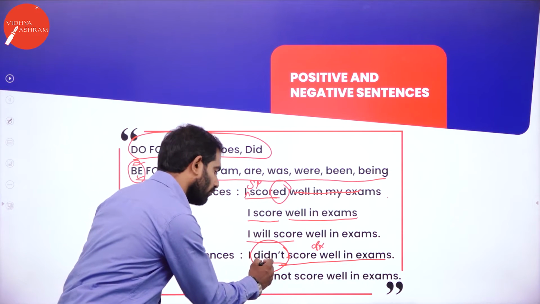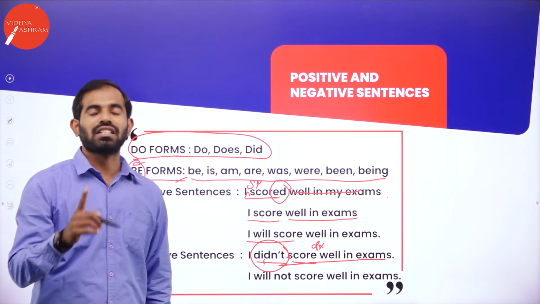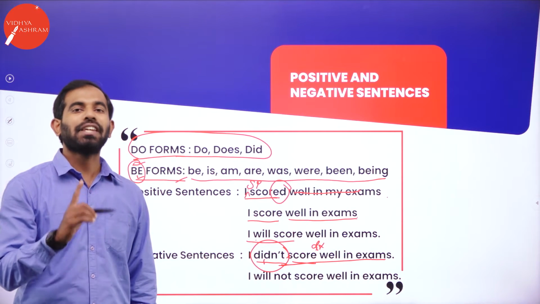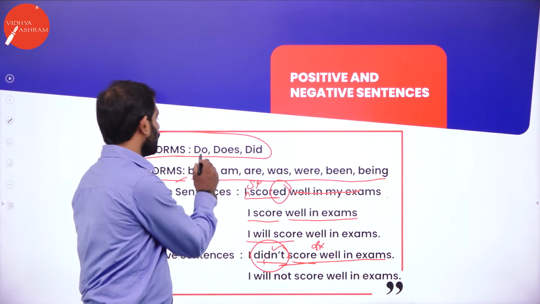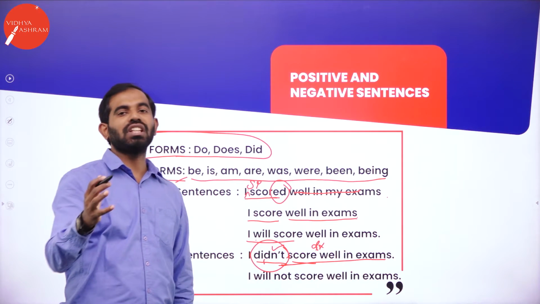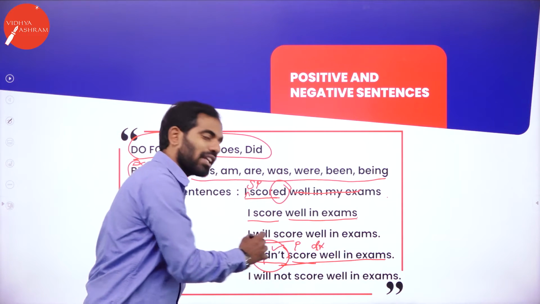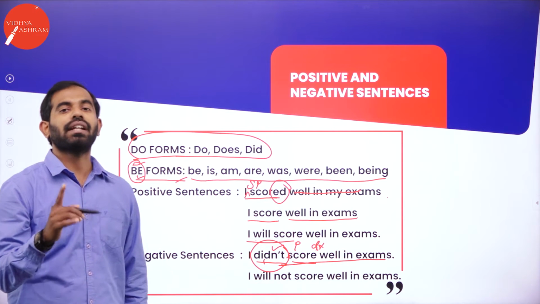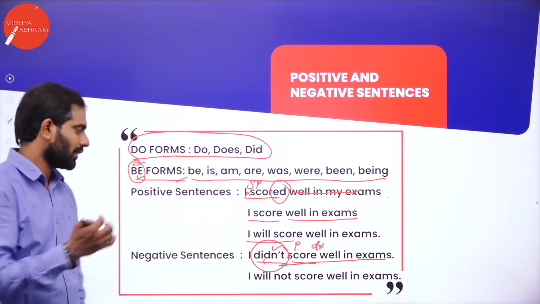Whenever we use do form, the main verb should always be in present tense itself. Be very particular about this. The moment you use do, does or did, any of these three, the main verb should always be in present tense itself. Don't get confused and don't make mistakes while answering in your examination.